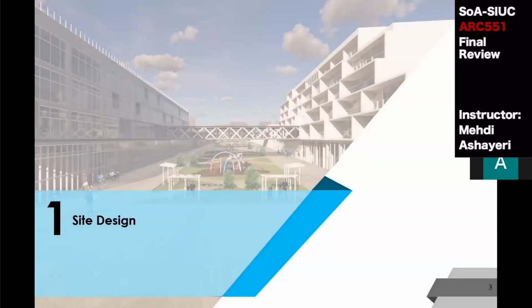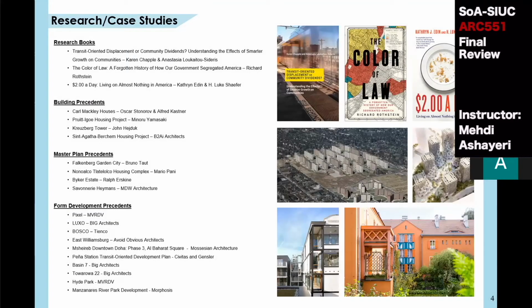So starting off with our site design, we'll look into the research that we dedicated for this project. To begin with, we looked into the 3 research books located in the top right-hand side to understand what affordable housing is, the concept behind it, and the importance of it. From there, it helped us understand why we're doing this research and how to dedicate it to our project.